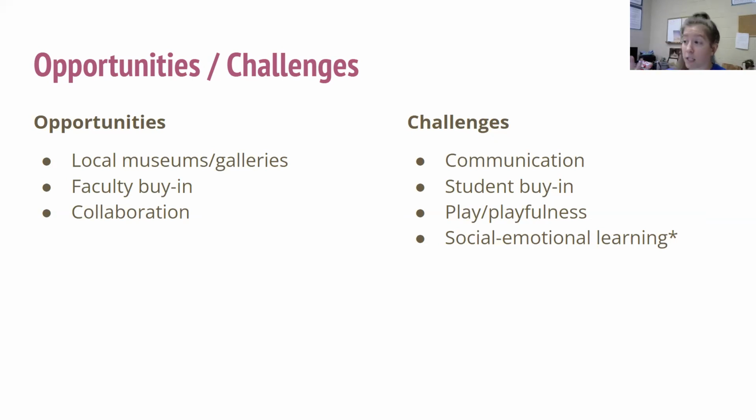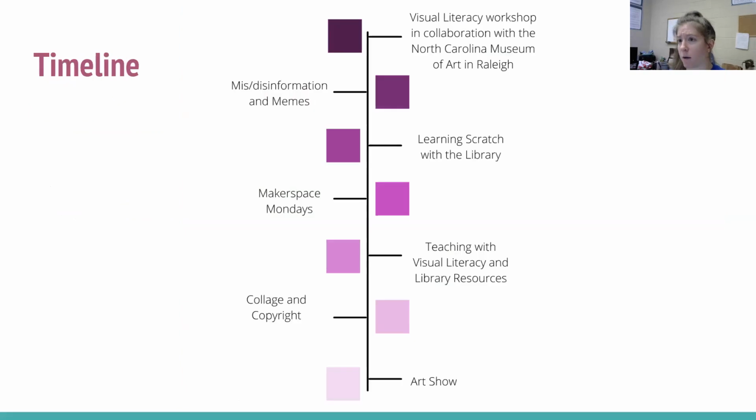Some of the challenges: there is a lot of communication going on. And so there's a lot of things to keep up with. The student buy-in was not as strong as I would have hoped, but I think that has a lot to do with these last 2 points, playfulness and social emotional learning. So let me go back to the timeline really quick. The visual literacy workshop with the North Carolina Museum of Art was originally intended for students.